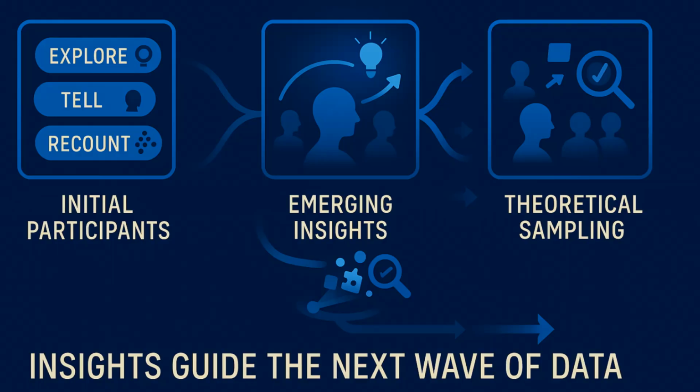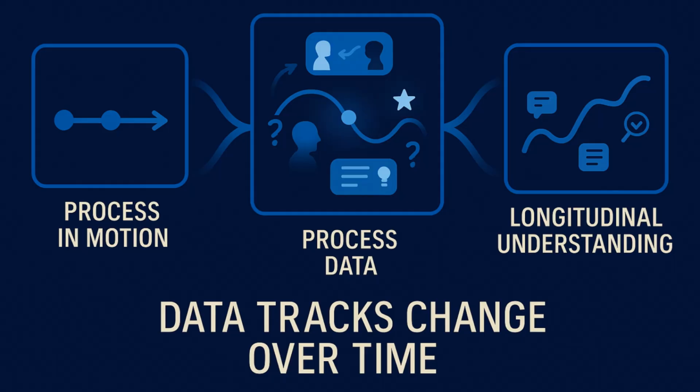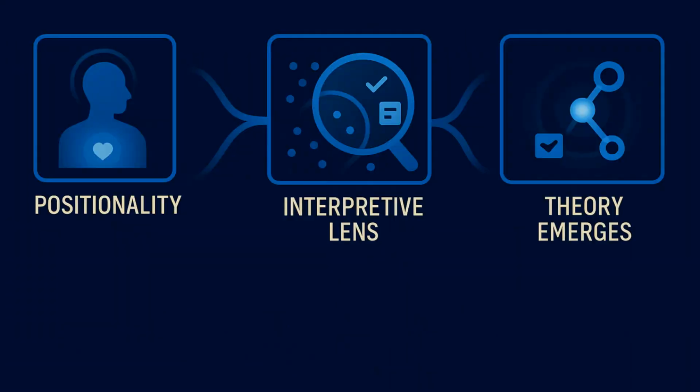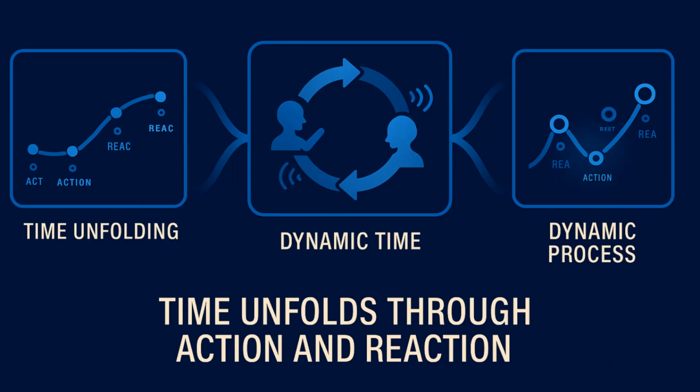Its data carries the movement of a process: multiple interviews with the same participants over time, observations of the process in action, documents showing shifts or adaptations, and memos capturing the researcher's analytic thinking. Positionality plays a major role here, because the researcher's interpretive lens shapes how categories form and how the theory emerges. Time in grounded theory is dynamic and unfolding, following the arc of action and reaction.